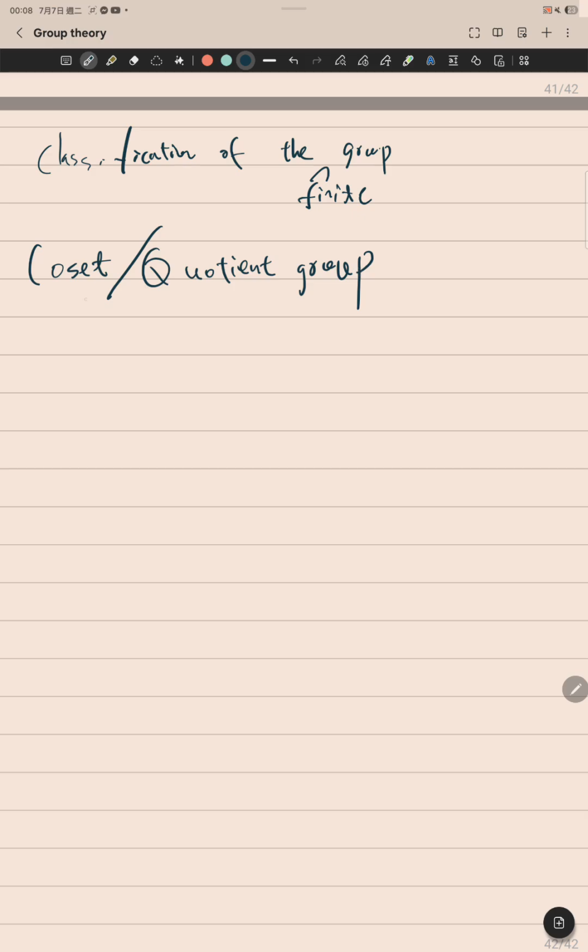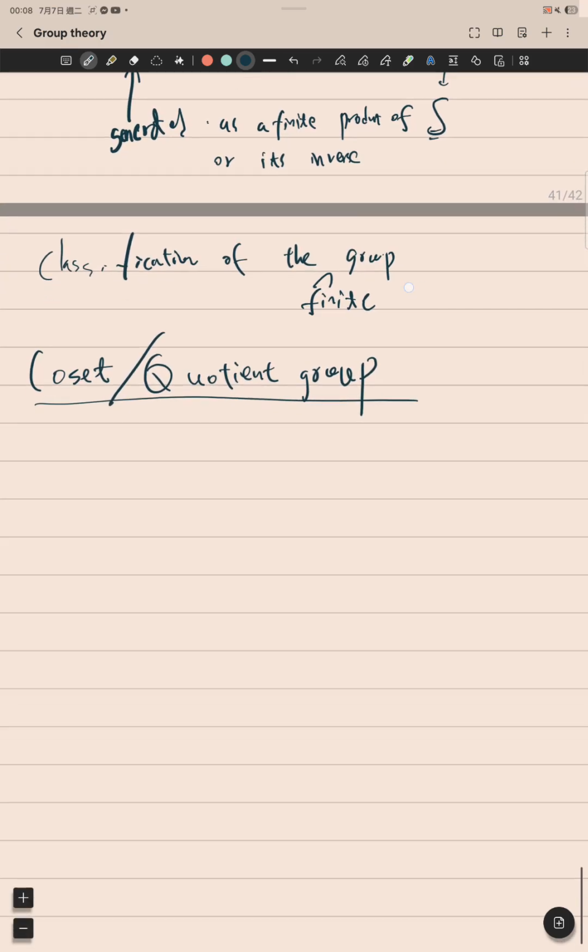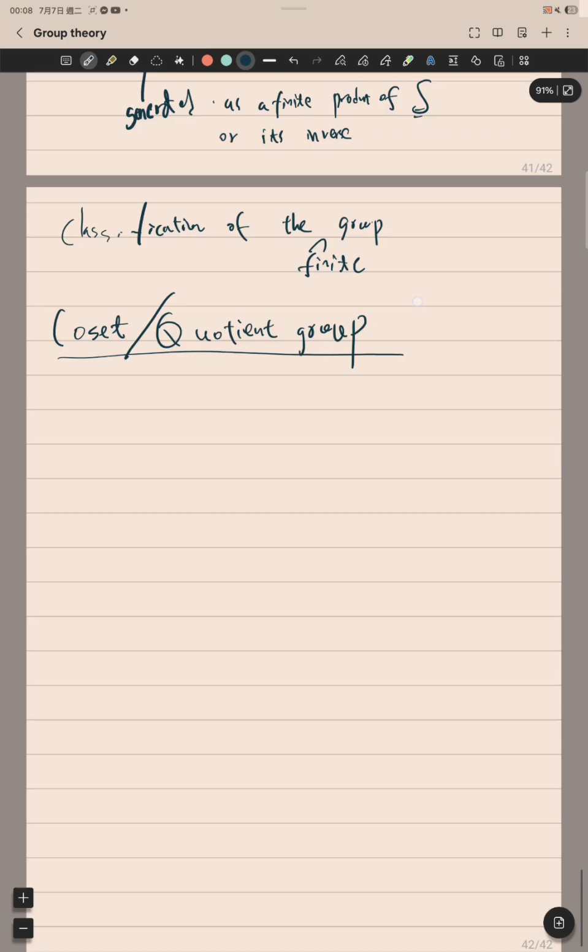From now on, the topic will be fairly complicated, or a little bit abstract, and I will not talk about examples. So you need to just look at the textbook.